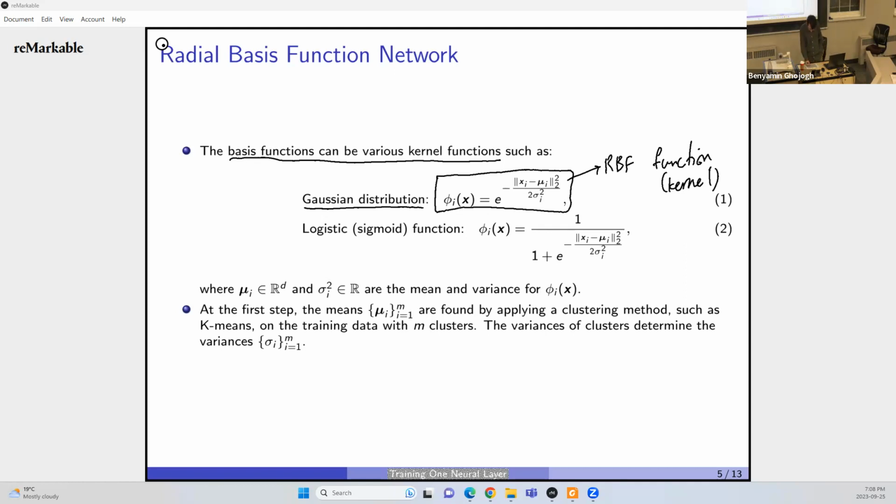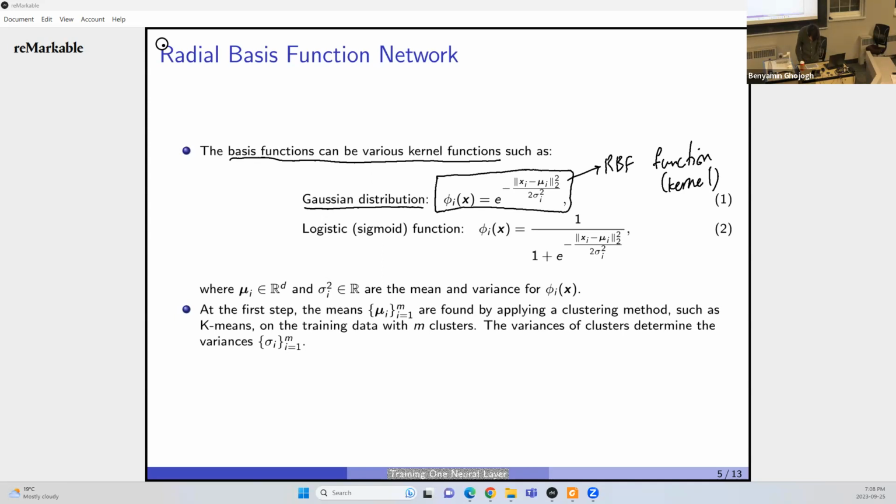So phi i of x is e to the power of minus the squared L2 norm of x minus mu i over 2 sigma i squared. What is this? This is exactly the Gaussian distribution, but a scaled Gaussian, so it doesn't have the normalization factor in front of it, right?